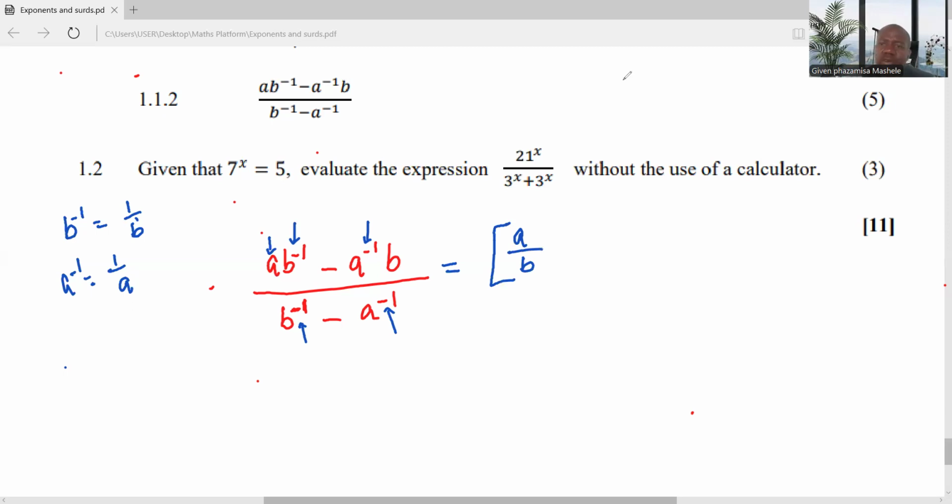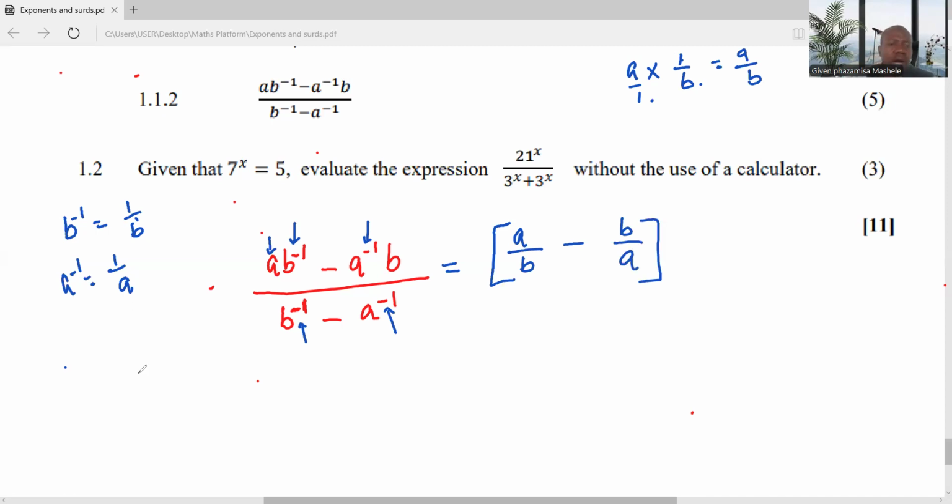Why is it like this? Because remember, there's a, then we change this. This is 1 over b. And you see it's over 1. So we multiply a times 1 is just a. And b times 1 is just b. I hope you are following. Minus. Same applies with this one. This will be b over a.